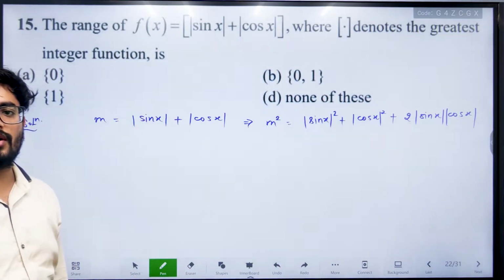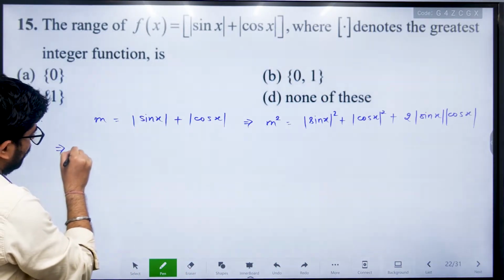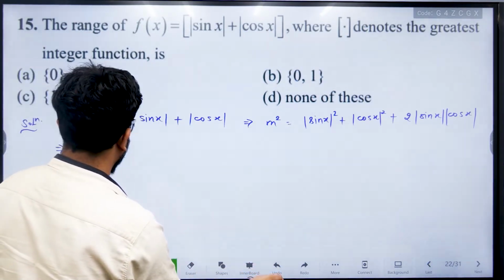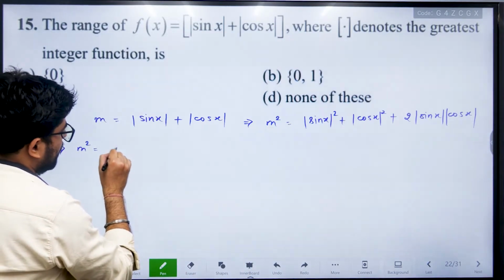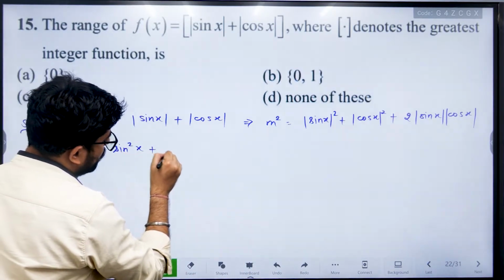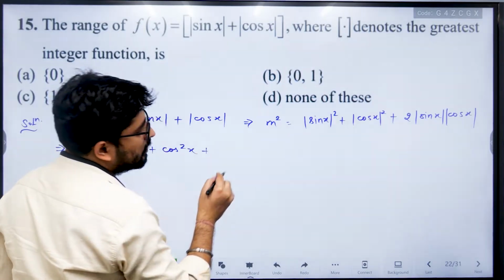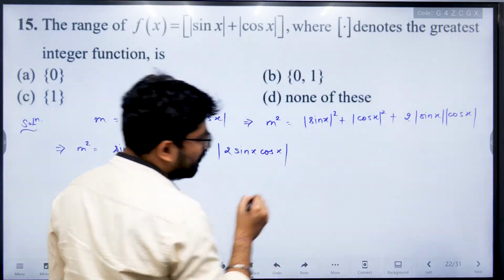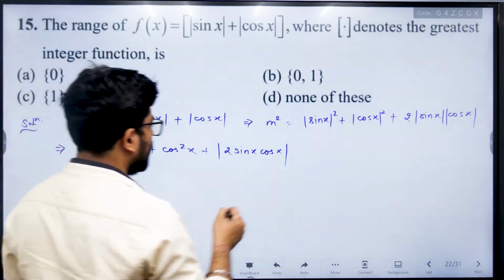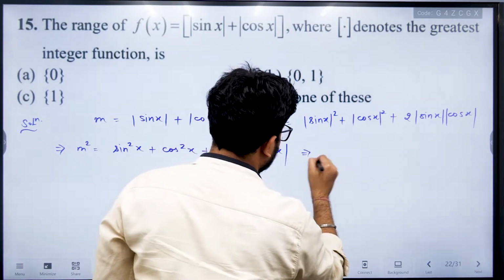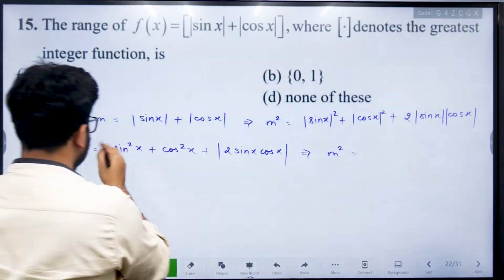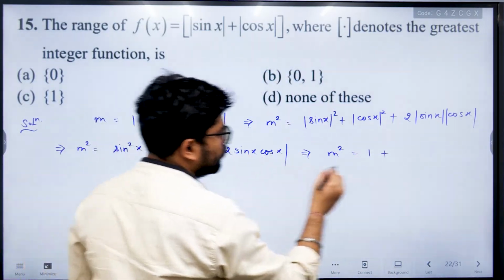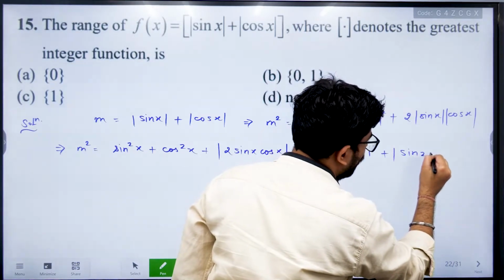And we know that x square or mod x square both are the same thing. So you can say m square is equal to sin square x plus cos square x, plus you can write this thing as mod of 2 sin x cos x, because mod of ab is equal to mod a times mod b. So m square is equal to 1 plus mod of 2 sin x cos x, which is mod of sin 2x.